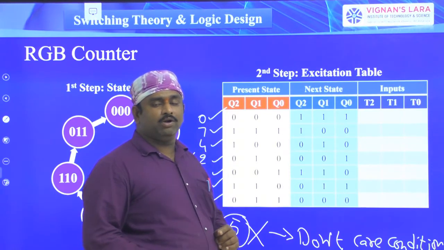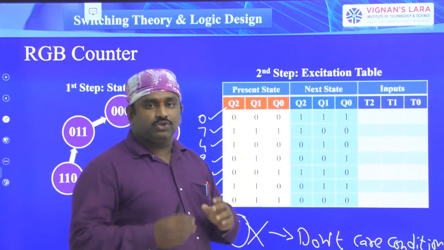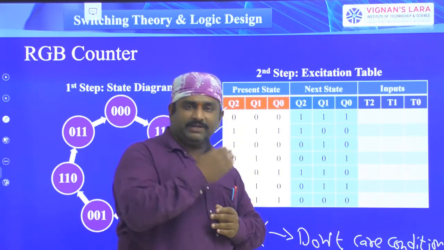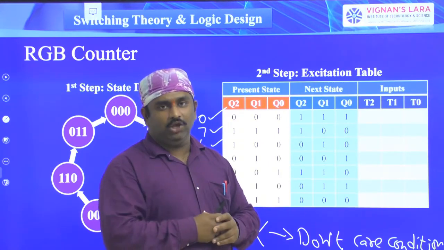Now you have to identify what the inputs T2, T1, T0 are. So the excitation table we are defining like this: the excitation table consists of the present state outputs and next state outputs. Now you have to predict the inputs.